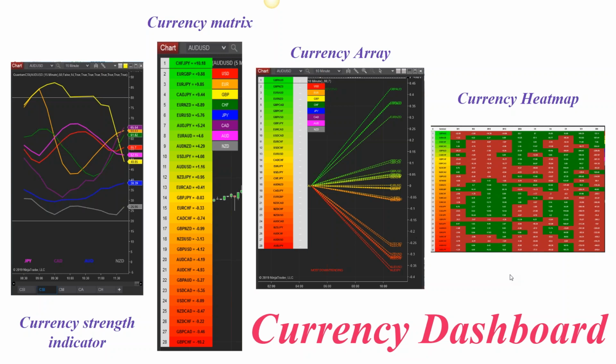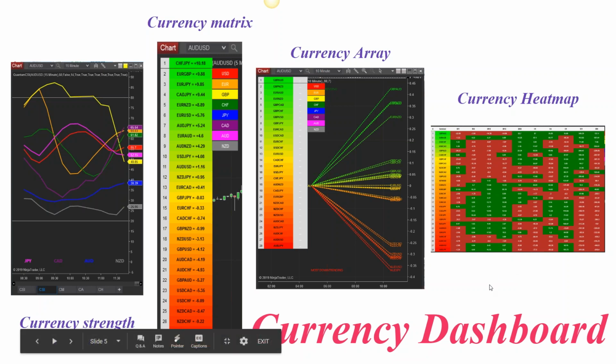Right, so that's the currency dashboard. All the other indicators, but the first thing is the best way to see them is to actually look at the charts. And while I look at my charts, I'll pass you over to David.